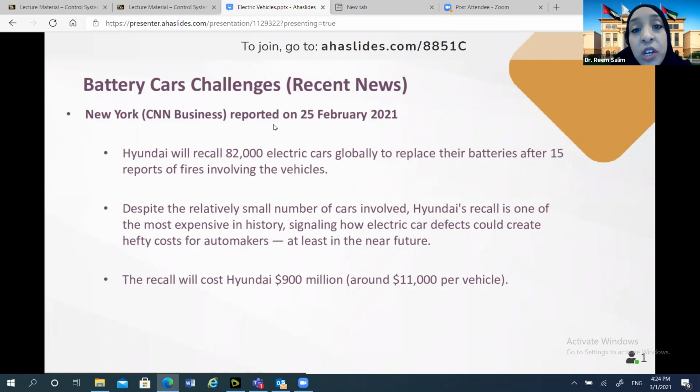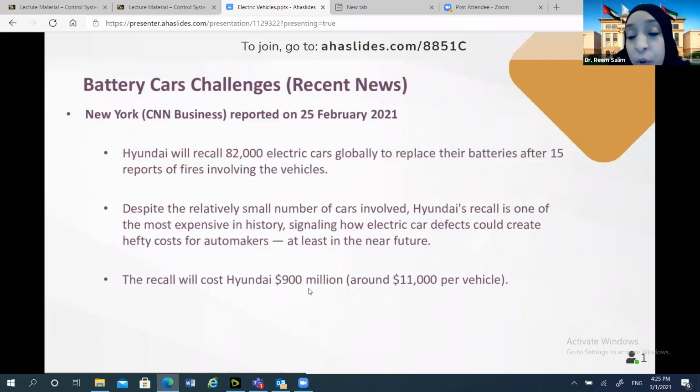15 customers that purchased the car reported that they had fires in the vehicle. And therefore, Hyundai had to recall all of the cars that it has sold this year, which are 82,000 cars. And this is going to cost Hyundai a substantial amount of money. Basically, it will cost it $900 million. So that is considered one of the most expensive recalls in history.